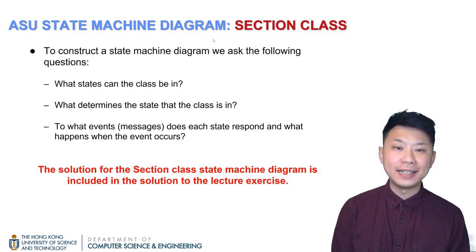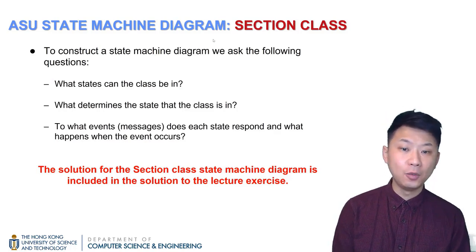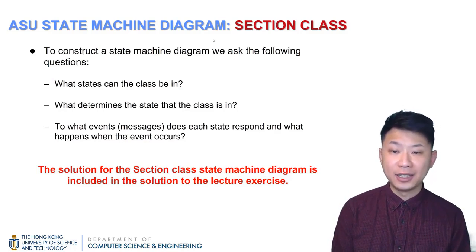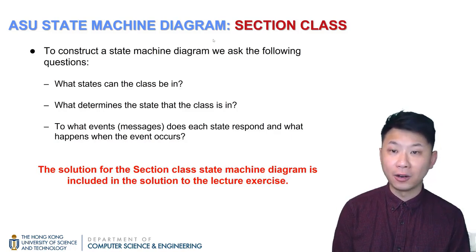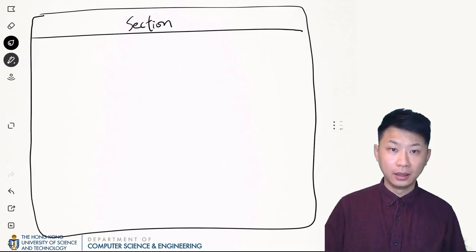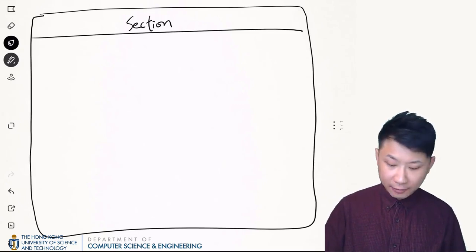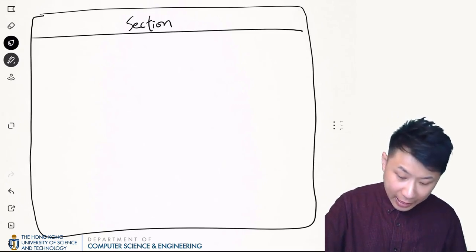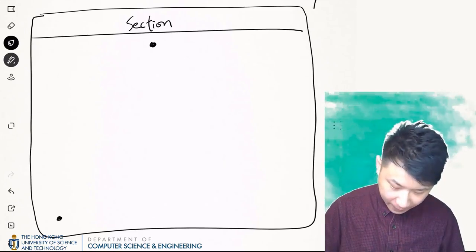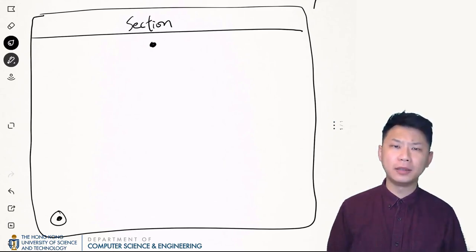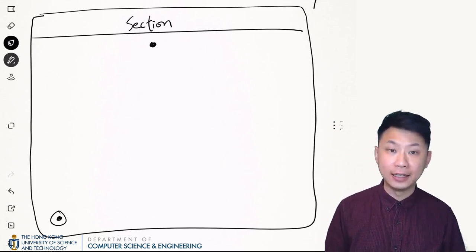What are the possible states that the class can be in? What determines the states that the class is in? And also, to what events does each state respond, and what happens when the events occur, etc. Okay, so in this state machine diagram for section, we will need an initial state and also a final state. Now we have to think about what are the possible states that we can have within this class section.